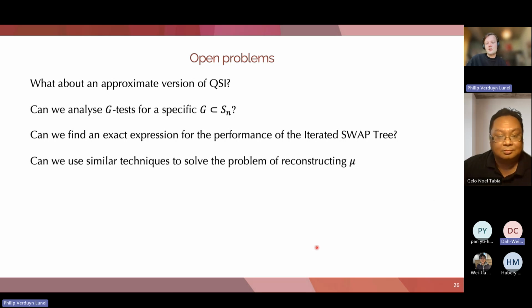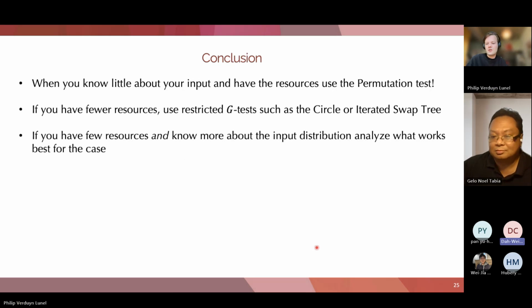But in any case, the permutation test is optimal. Is that correct? Yes. So if you have abundant resources, you should go for the permutation test. Yes, exactly. Yes, no matter whether you know the input distribution or not. The permutation test is going to be optimal, but if you know the input distribution, there might be a restricted G test that is also optimal. Does that make sense? Okay.